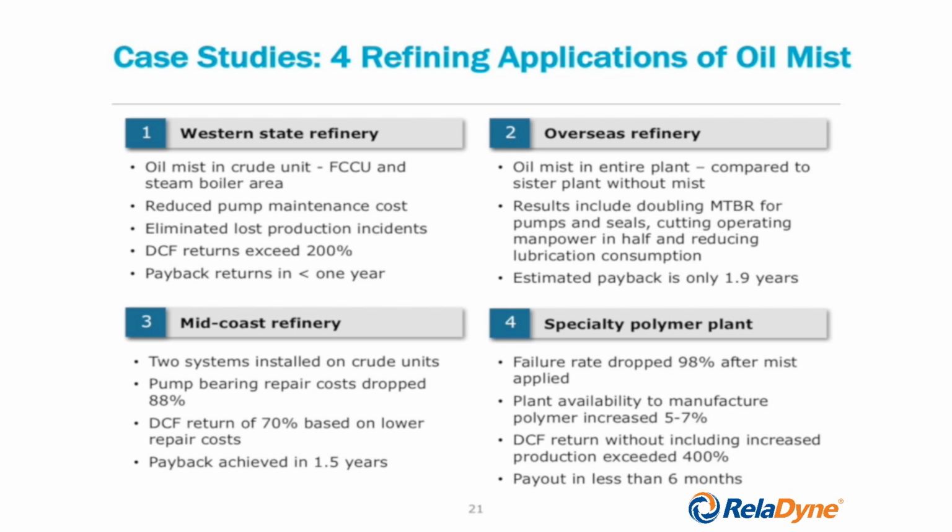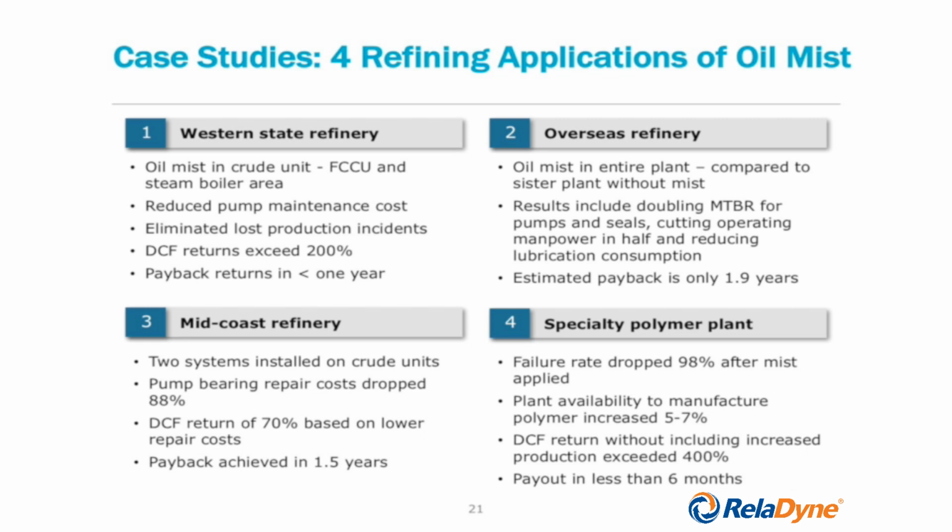And the effect was, in case study number 1, that we had reduced pump maintenance costs, eliminated lost production incidents, the discounted cash flow returns exceeded 200%. And finally, the payback in case study number 1 was less than 1 year. Then we look at an overseas refinery, that's our case study number 2. The oil mist was used in the entire plant, and this overseas refinery was able to compare the results on the oil mist equipped plant with the results of a sister plant, which was identical, but didn't have oil mist.